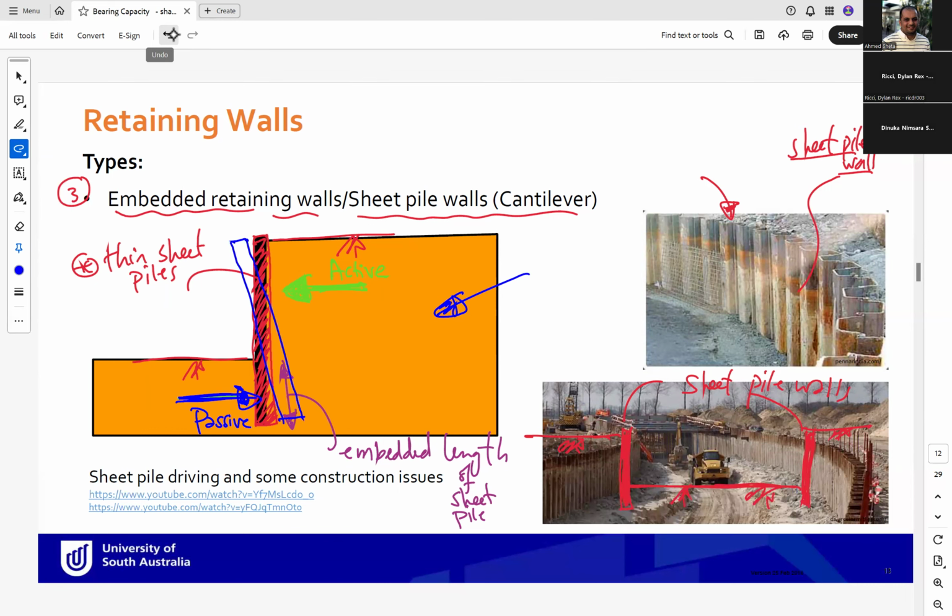Okay, so the top part, for example, up to the rotation point somewhere here, will be under the active pressure case. The bottom part will be under the passive pressure case. To be stable, the active case should be balanced with the passive case. So this is the idea behind the sheet pile wall or the embedded retaining wall.